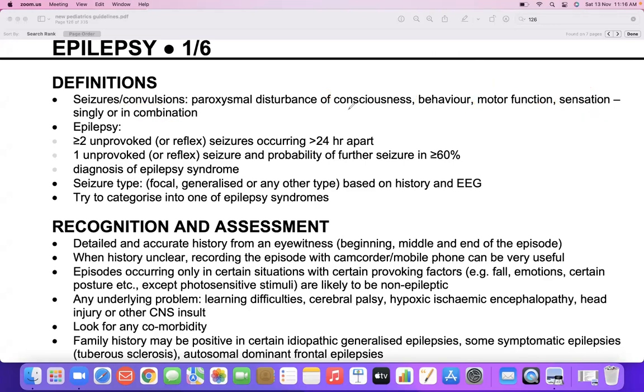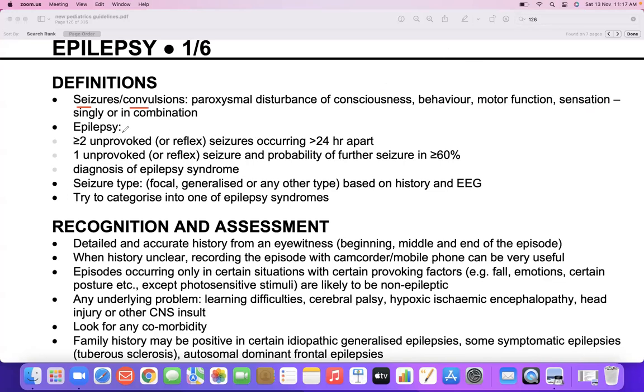A child should have a problem in consciousness or behavior, which you can attribute to the level of the brain. Or there are some abnormal movements in the hands and also some abnormal sensations. It can occur as just movement of the hand, which is only motor function, or in association with loss of consciousness or change in behavior. So it can be in combination. These things should be there to label it as a seizure or convulsion.